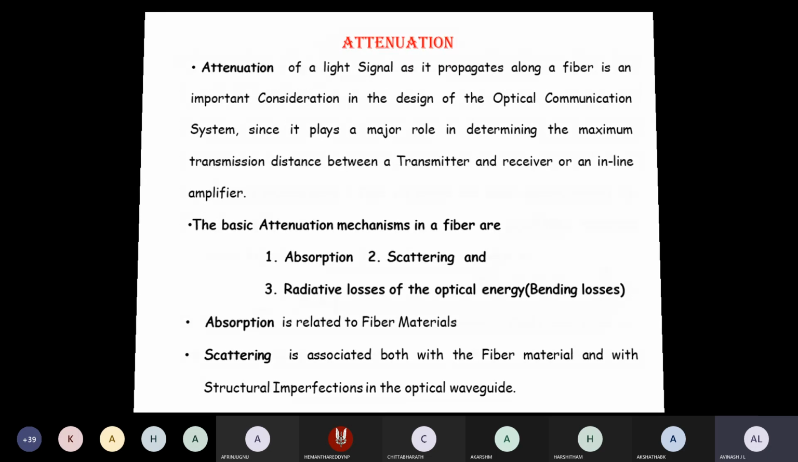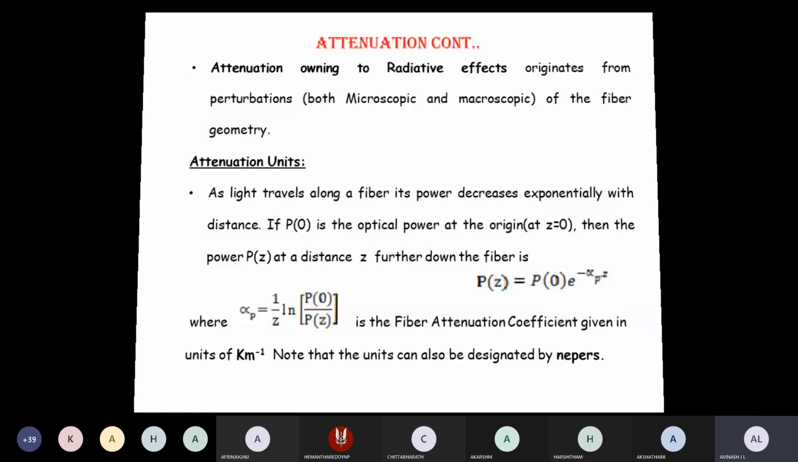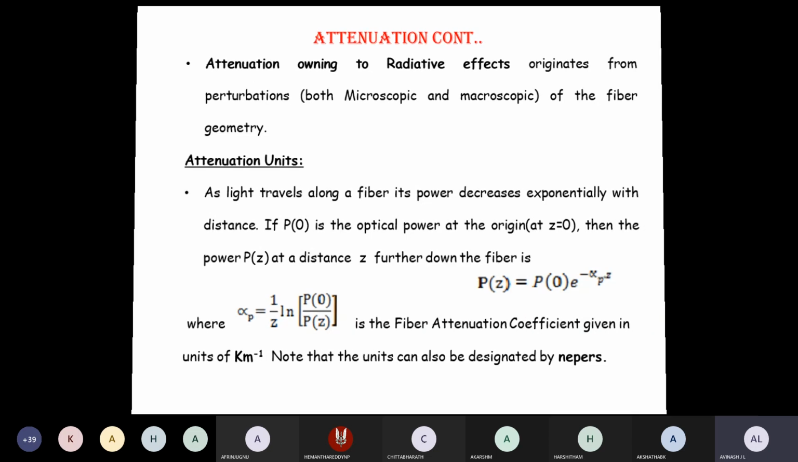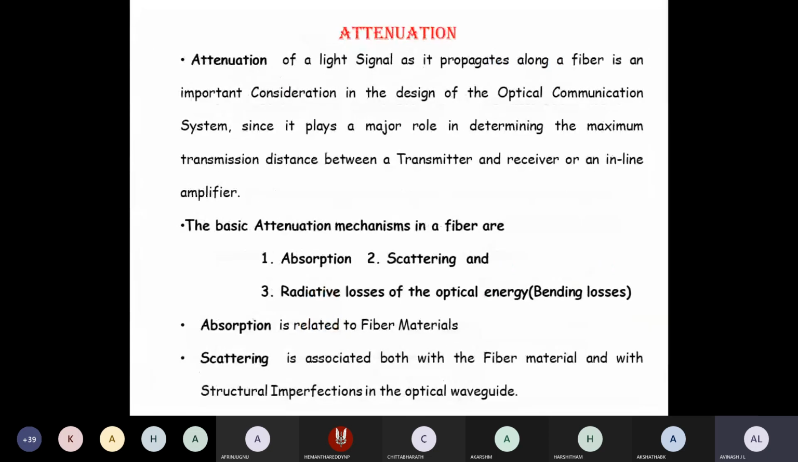Now, attenuation owing to radiative effects. What do you mean by radiative effects? Here the third parameter I am telling is the radiative losses of optical energy, that is, bending losses. The basic attenuation mechanisms: the first one is what? Absorption. The second one is what? Scattering losses. And the third one is what? Radiative losses. So absorption and scattering we learned, and now radiative losses.